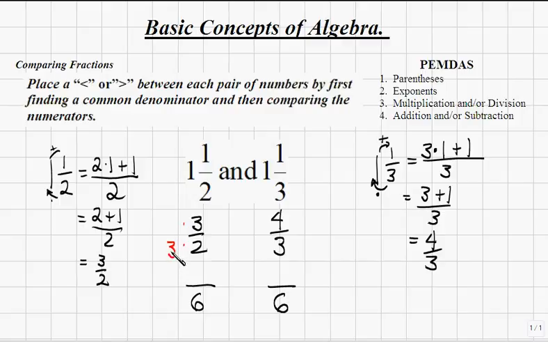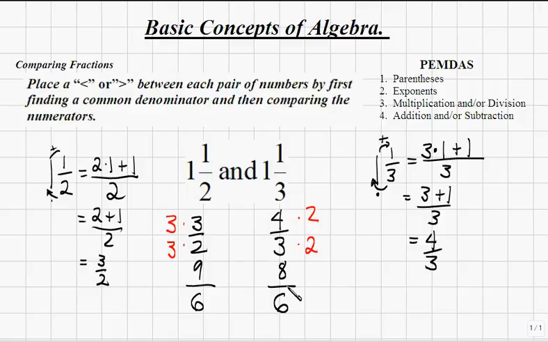So we'll multiply 3 times 2 is 6, and so we'll multiply the numerator by 3 as well. So our first fraction becomes 3 times 3 is 9. So 3/2 becomes 9/6. For our second fraction, we'll multiply the numerator and the denominator by 2, since 3 times 2 is 6 again. 4 times 2 becomes 8.